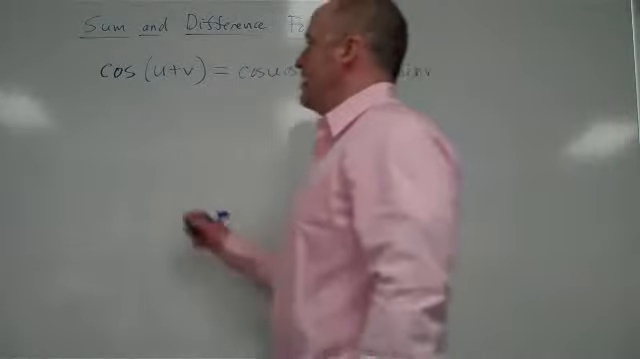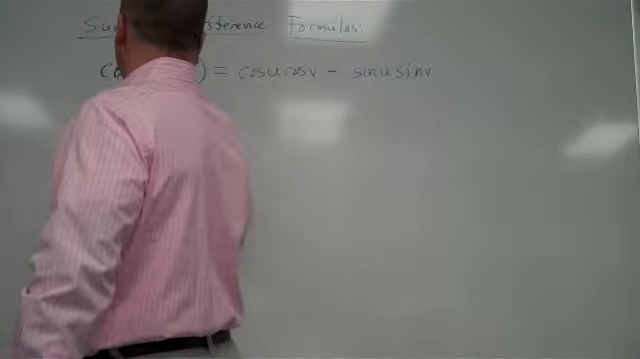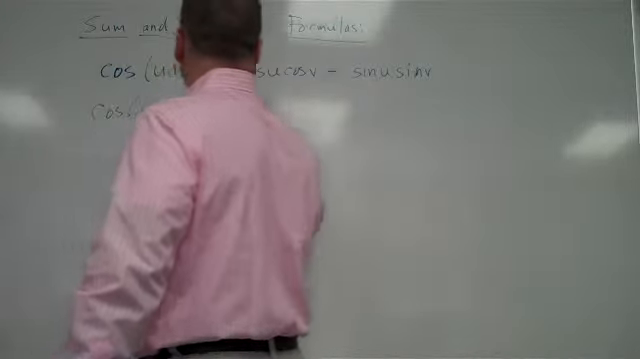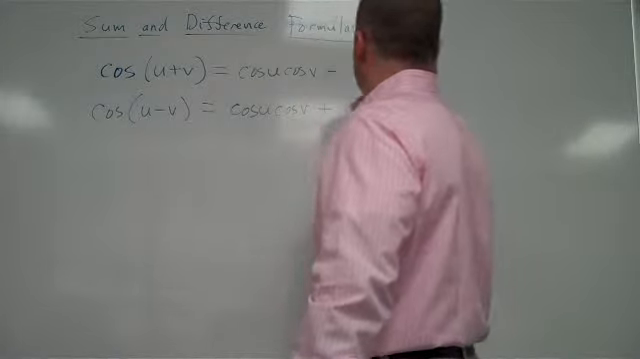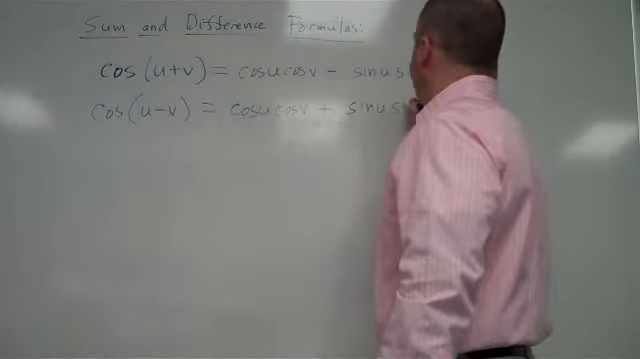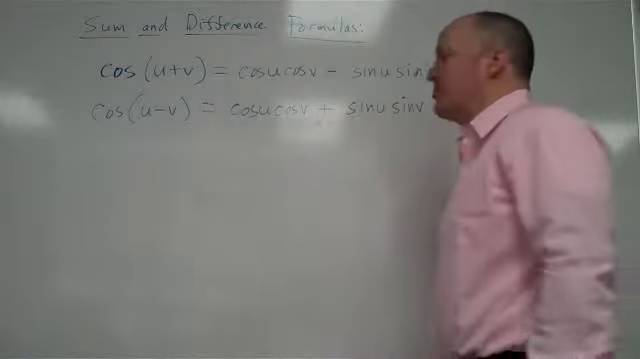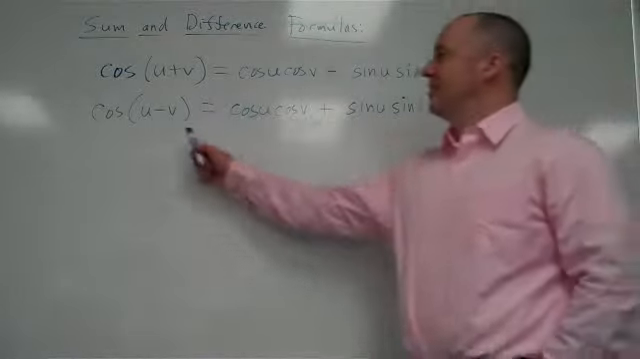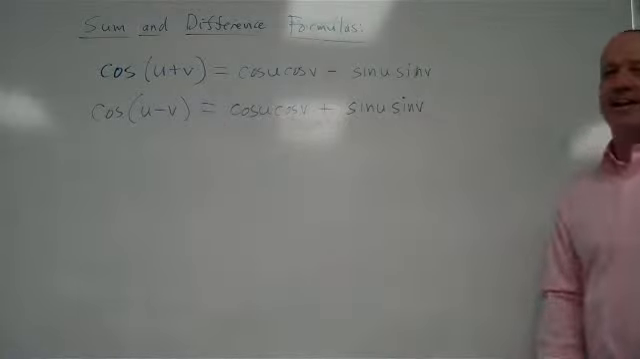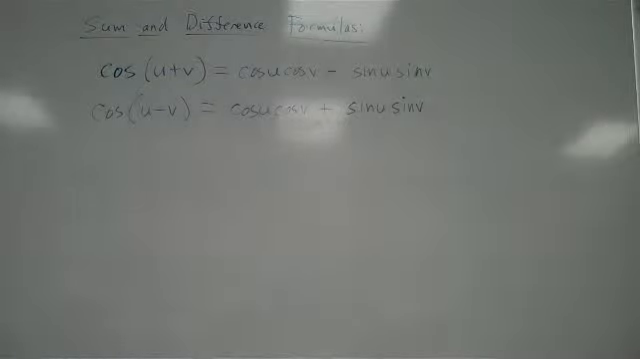And then the cosine of u minus v is still segregated, I hate that word. Separate but equal. The separated trigonometric functions, but when you're subtracting the angles, you add. Okay?